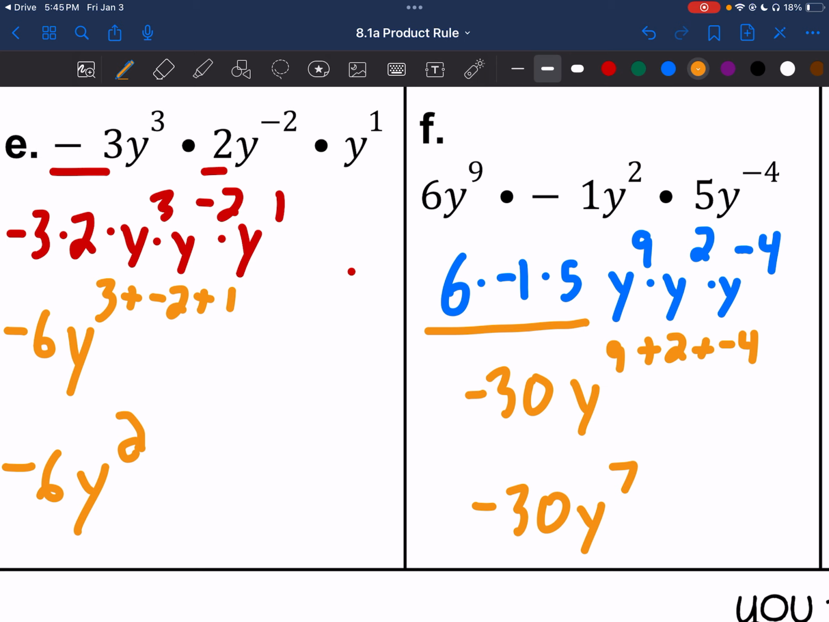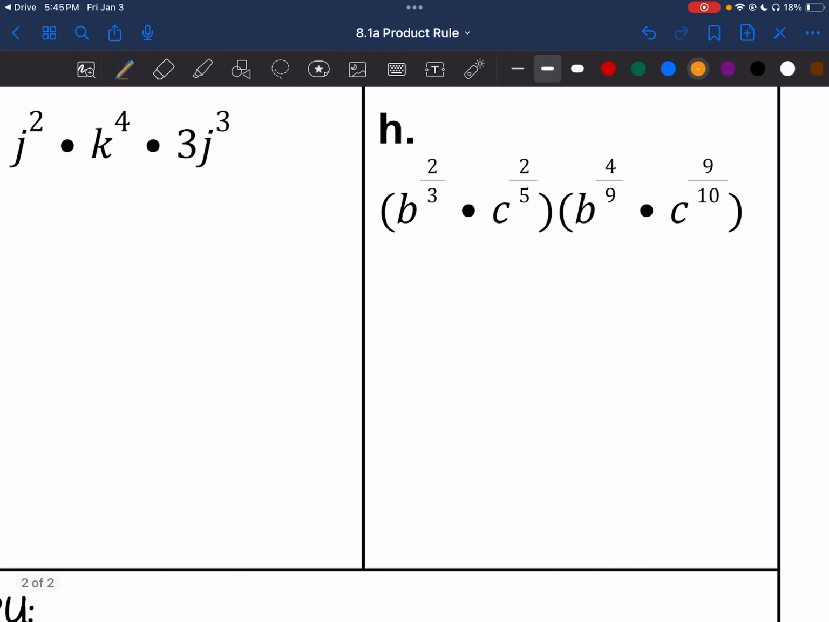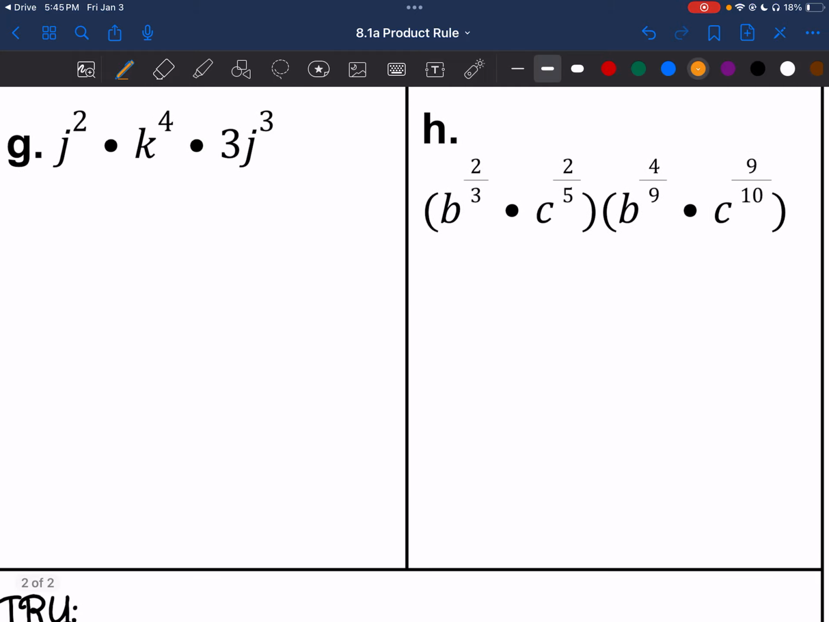Okay, now we're going to look at letters G and H. Letter G. We've got j to the second, k to the fourth, 3j to the third. So let's group everything together the way we need to. So we start with our coefficients in front. The only coefficient we have is a 3. Next, we start with our variables.